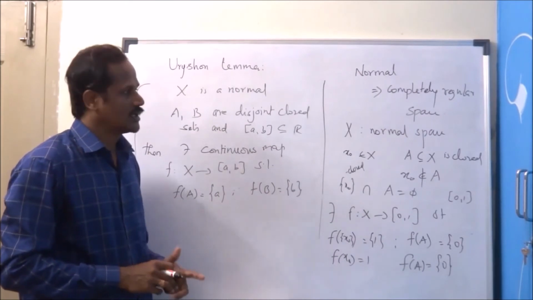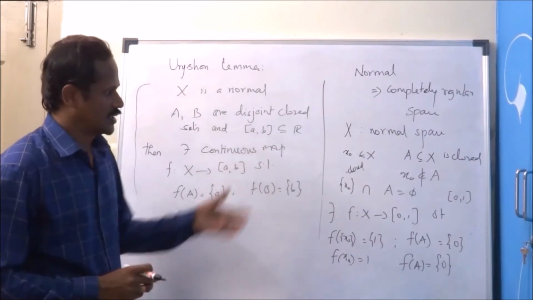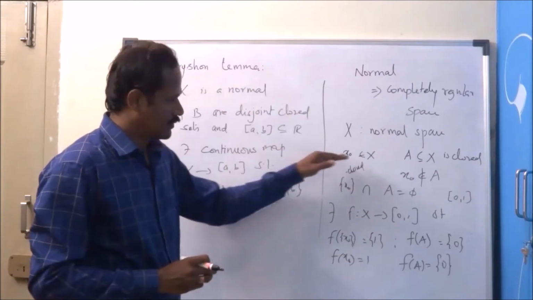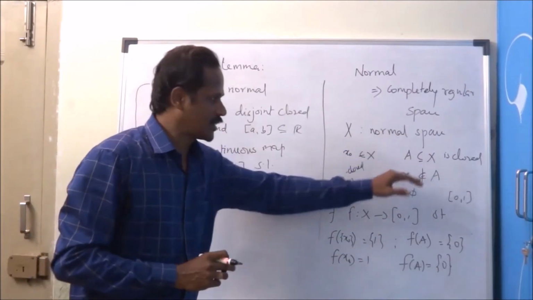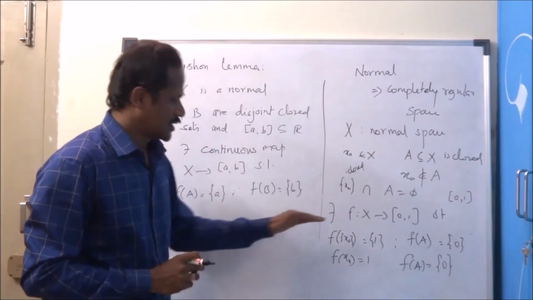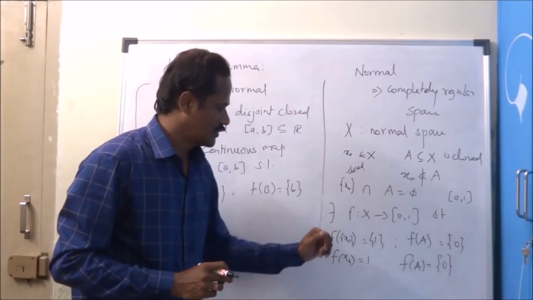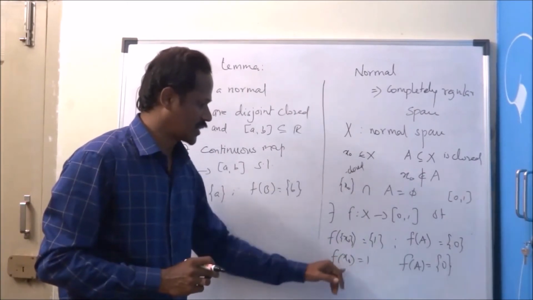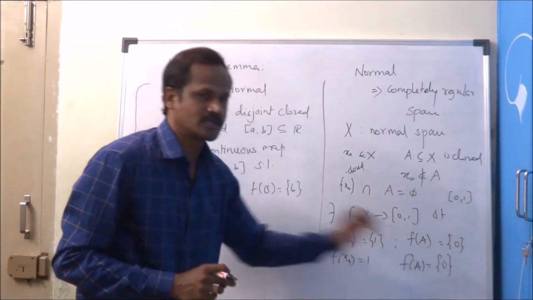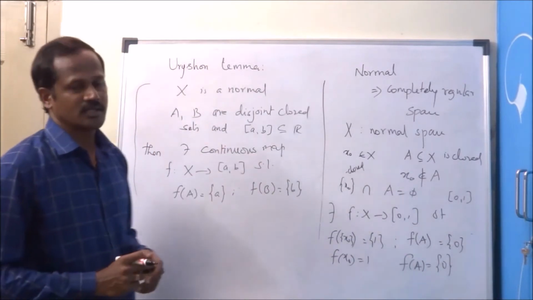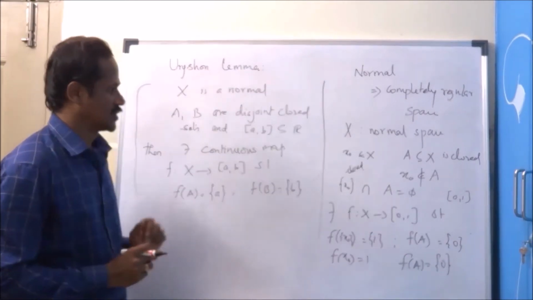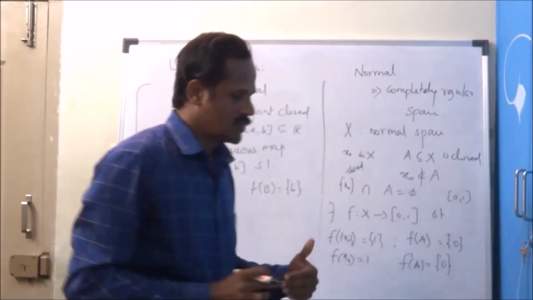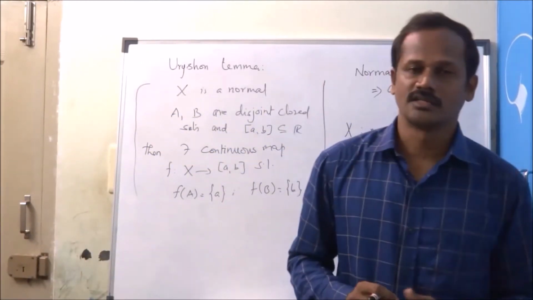Which actually proves that X is a completely regular space, because it's already a T1 space. Now, for an arbitrary point x naught and a closed set A not containing the point x naught, there is a continuous map f from X to [0, 1] with the property that f assumes the value 1 on x naught and the value 0 on the set A. That is a requirement for the space to be a completely regular space. Therefore, every normal space is a completely regular space.